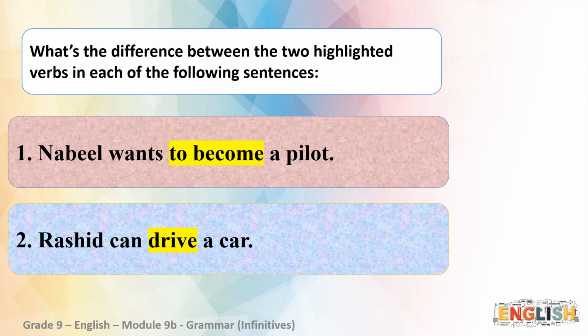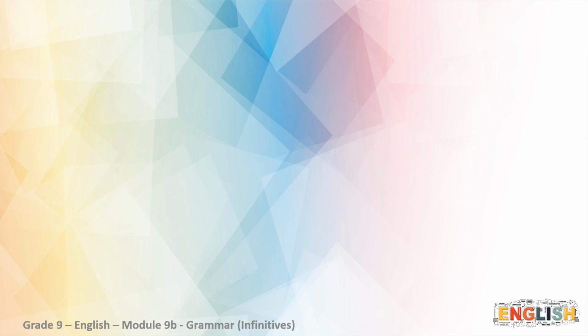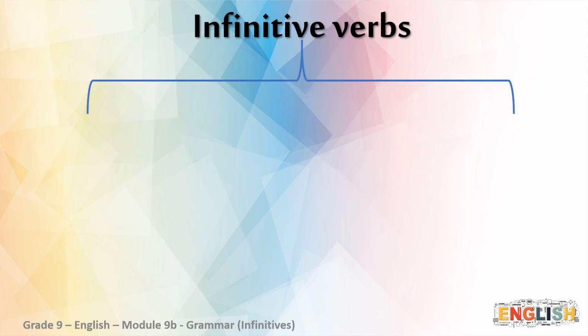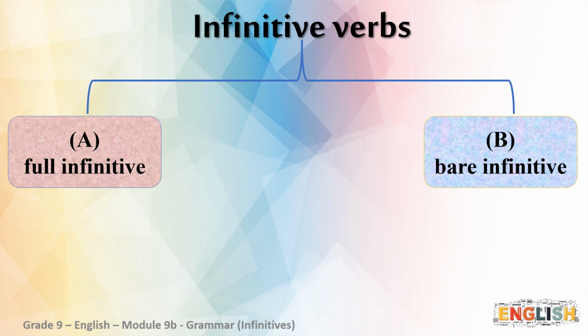Very good. Now, both of them are in the infinitive form, but the first one includes the to infinitive, so we call it a full infinitive verb. The second one has no addition, so we call it a bare infinitive verb. So, our lesson for today is about infinitive verbs. The first one, the full infinitive, and the second one is the bare infinitive.